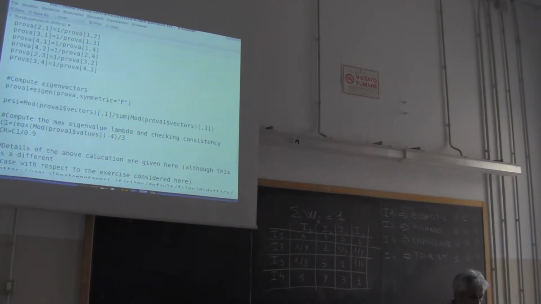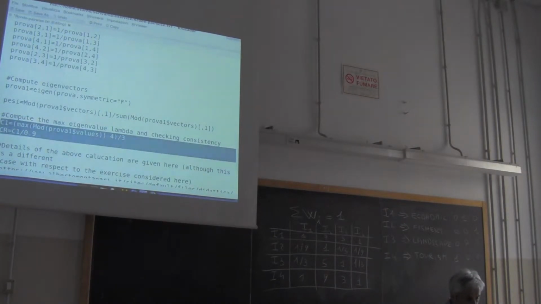And C1 is computed by simply getting the difference between the max eigenvalue and its expected value, which is 4. We divide it by 3, which is the dimension of the matrix minus 1. And we get this statistic C1, which is divided by 0.9. 0.9 is a coefficient given by a table. And then we get to this value CR, which should be lower than 0.1.